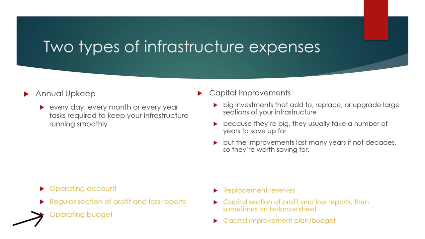And upkeep is part of your regular annual operating budget, whereas capital expenses are on their own separate budget called the capital improvement plan. We'll be exploring these three differences in a bit more detail for the remainder of this video. First, let's touch upon why large capital expenses are paid out of the separate replacement reserve account.